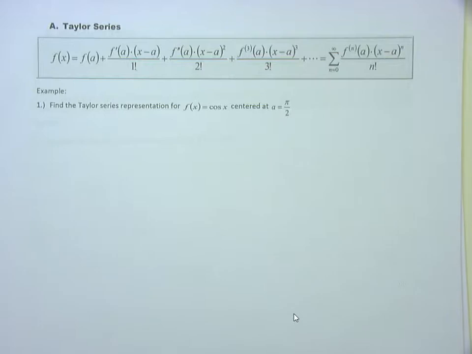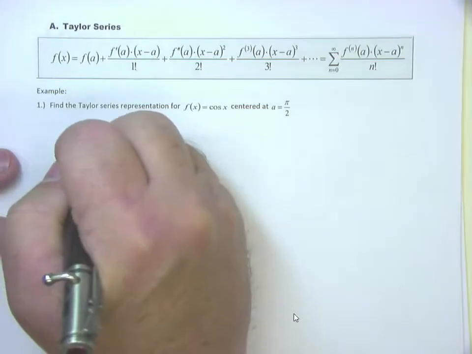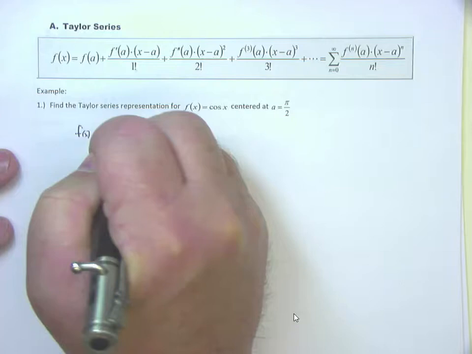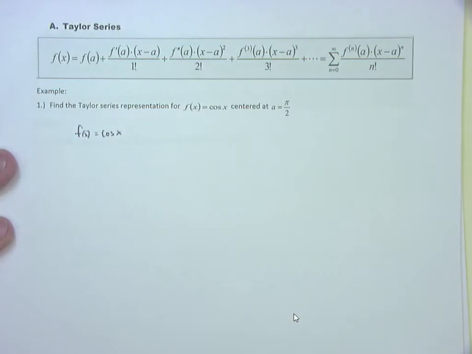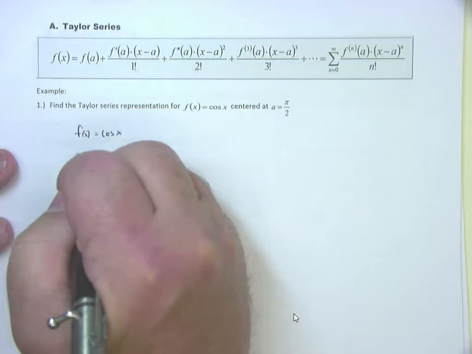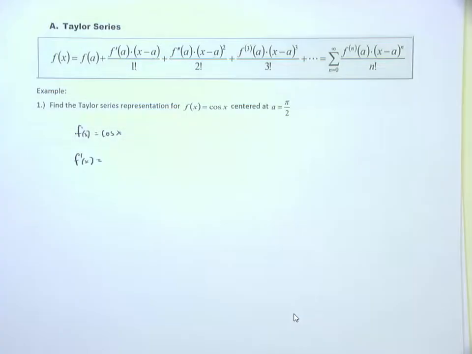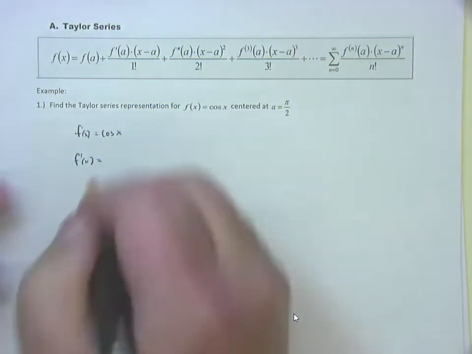Look at this example. Find the Taylor series representation for f of x equals cosine of x centered at x equals pi halves. Okay, they gave you a. So, the first thing you want to do is write out your function and a bunch of derivatives. So here we go. Calculus 1 at its best. Let's take derivative. What is the derivative of cosine of x? Very good. Negative sine of x.